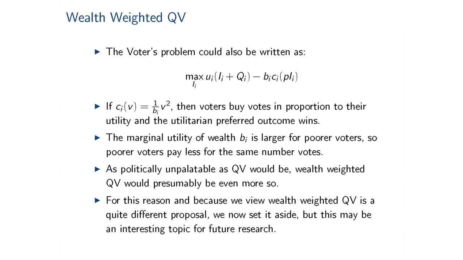By another manipulation, we could just multiply back through by Bi. That's not going to affect anything. Now we're going to use those voter-specific cost functions, and we're going to make a wealth adjustment to QV. So instead of v squared, we're going to have 1 over Bi, the marginal utility of wealth, times v squared. Basically, poor people, because they have a higher marginal utility of wealth, are going to pay less for votes. Rich people are going to pay more for votes, but it's still going to be quadratic for everybody. And that will just result back in QV. So if you really are utilitarian and you want the utilitarian optimum to come out of this, then you should use this wealth-weighted version of QV.